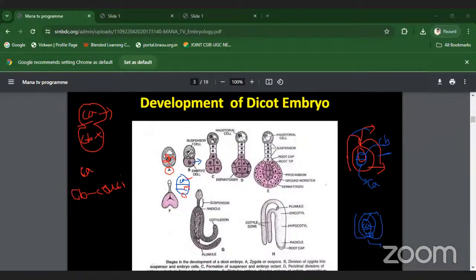Actually, this is the micropylar side, CB, and the chalazal side, this one, CA. In this type, what happened? The basal cell develops into the suspensor. CB, this is the basal cell. It is divided transversely and finally forms a suspensor. We can see the suspensor here, and in the suspensor the last cell acts as a haustorial cell. I will tell you the function of the haustorium and suspensor.